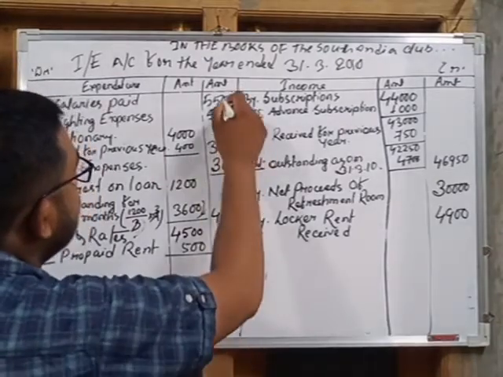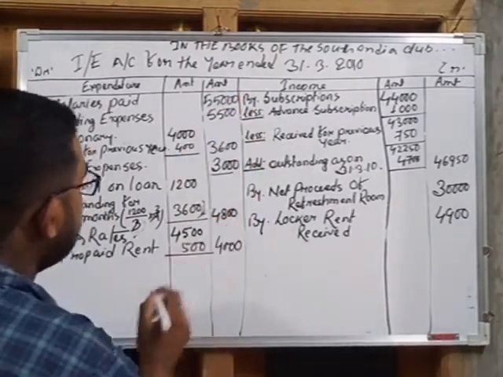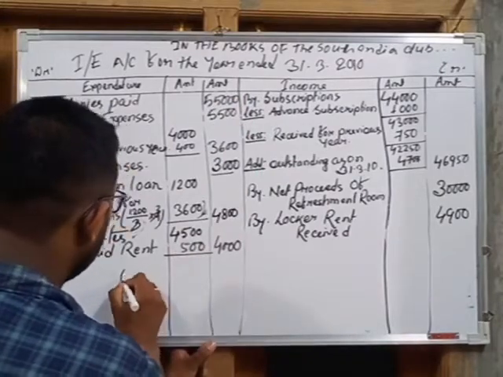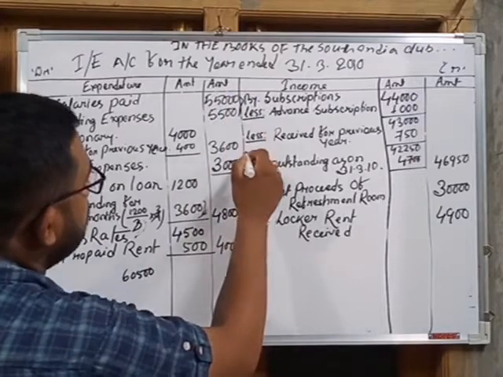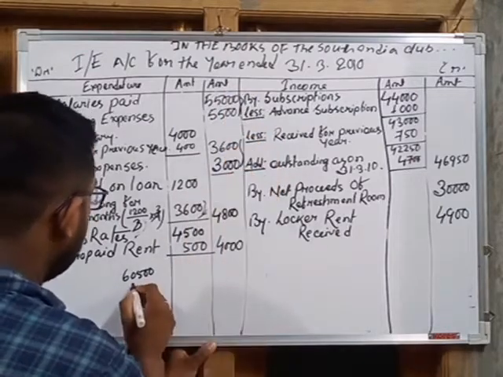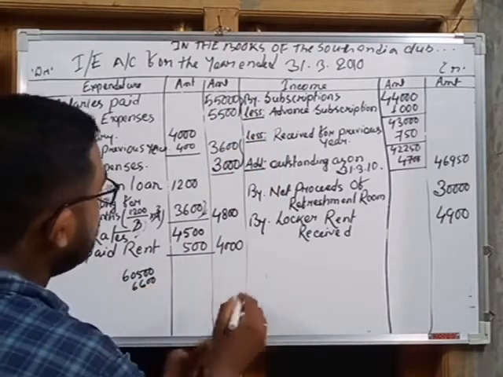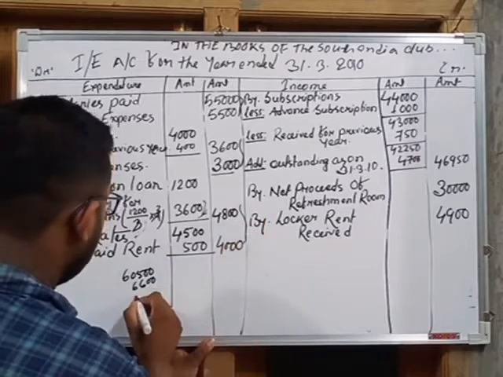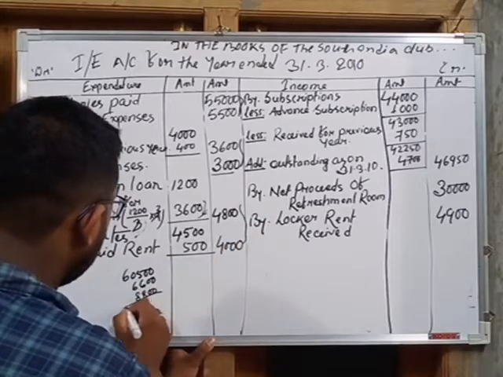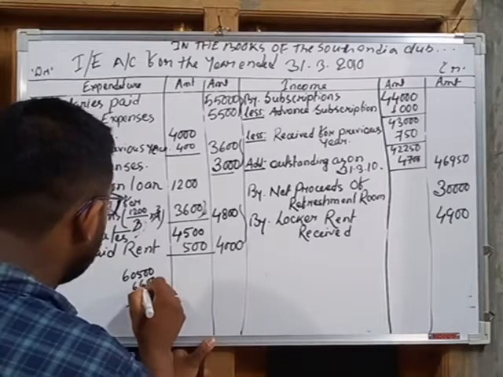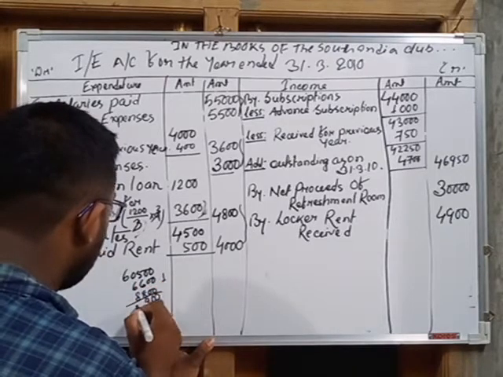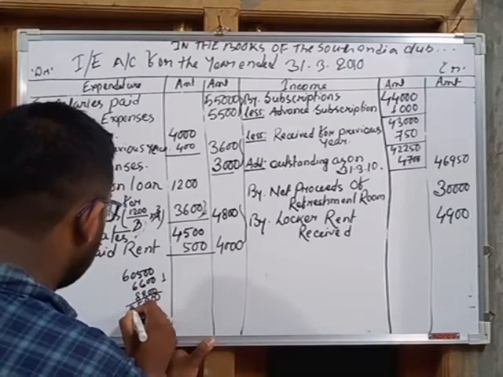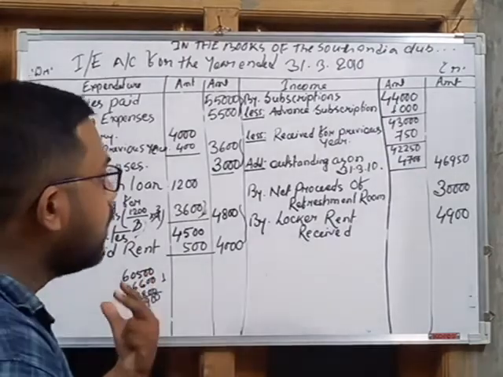Adding the items, 60,500, 6,600, 8,800, and so on. The total is 75,900 on the expenditure side.